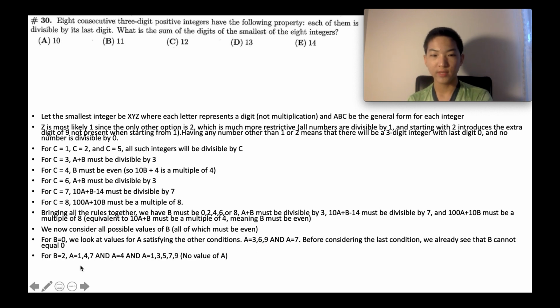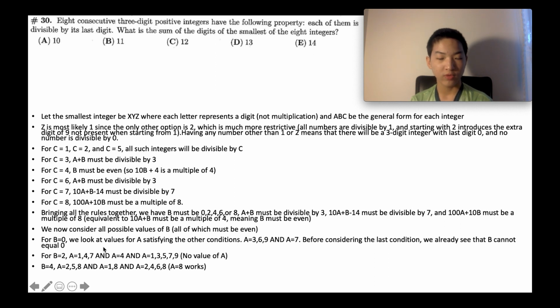Now we move on to b equal to 2. We go through the same process, but this time at the last condition, 10a plus b must be a multiple of 4. We see that there's no possible a that would work. Now we move on to b equal to 4. In this case, we see that there's one value of a present in all of the statements, which is a equal to 8.